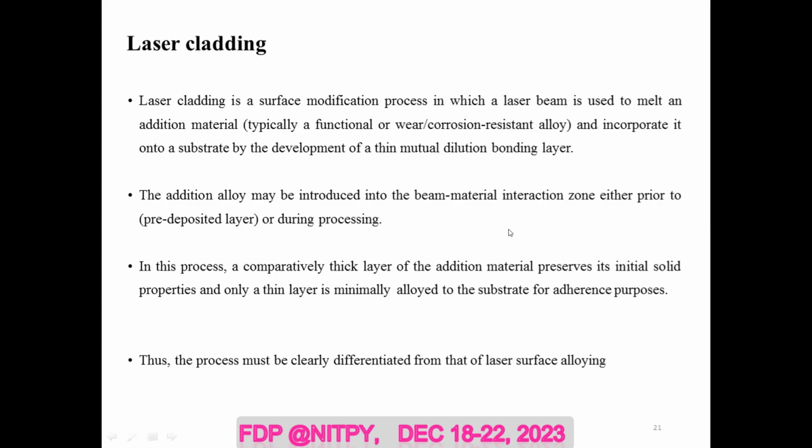The additional alloy may be introduced into the beam-material interaction zone, either prior to or during the processing in laser cladding. So in laser cladding, a thick layer of the addition material preserves its initial solid properties, and only a thin layer is minimally alloyed to the substrate for adherence purposes. But in laser alloying, all the alloy powders will be intermixed with the substrate. So these are the major differences between laser cladding and laser alloying.